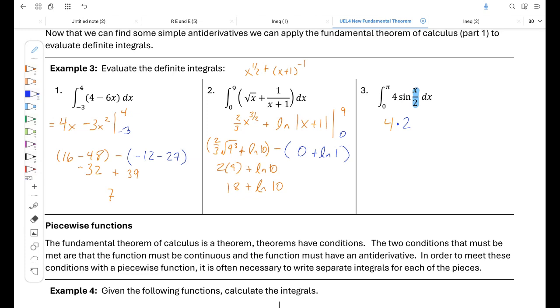Arguments never change. Don't write this way, because it looks like you're writing 8 times negative cosine. So either put it in parentheses or just bring it out to the front, whatever works best for you. And we're going to do that from 0 to pi.